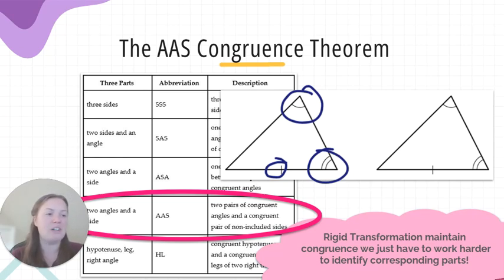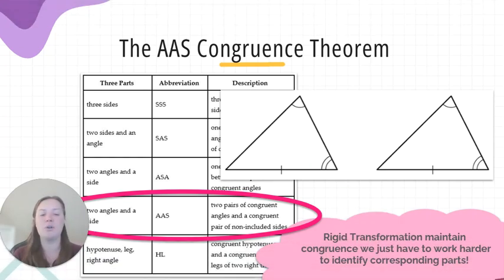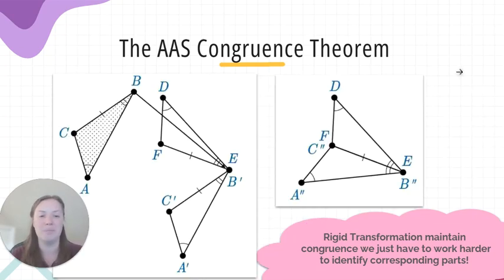And remember here that rigid transformations maintain congruence. So no matter how much we flip, slide, rotate our figures around, our figures are going to be congruent. It's just going to take a little bit of work identifying those corresponding sides and showing that they are in fact still congruent. So let's get started on some examples.